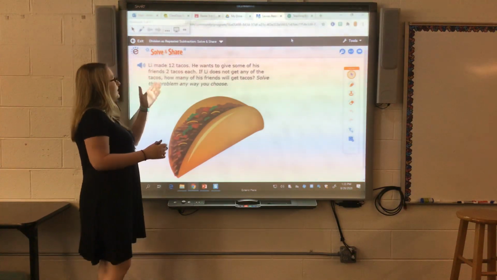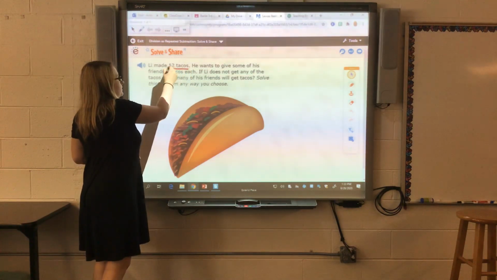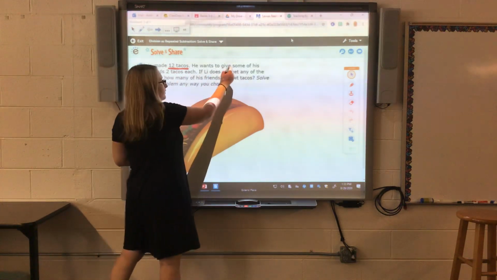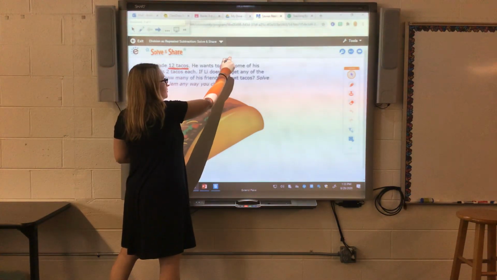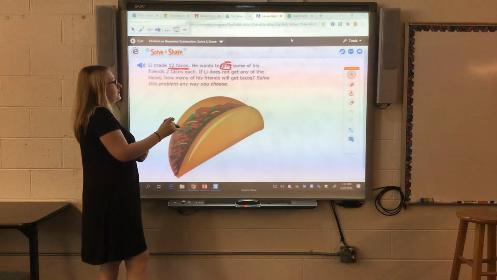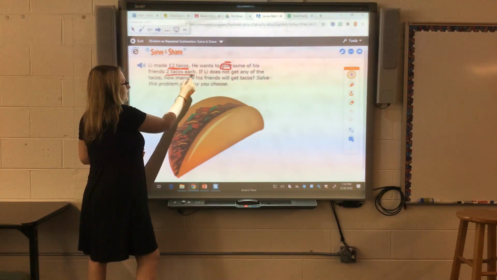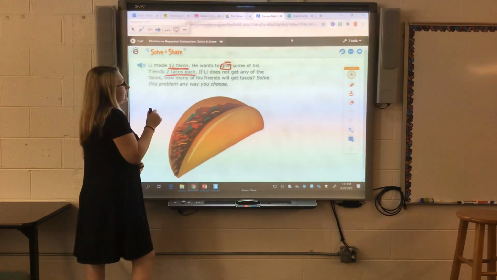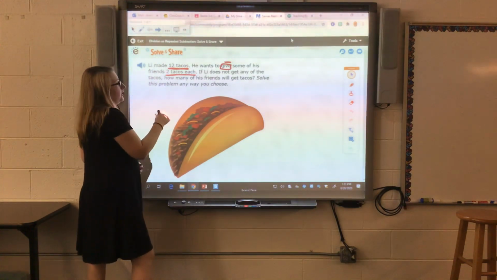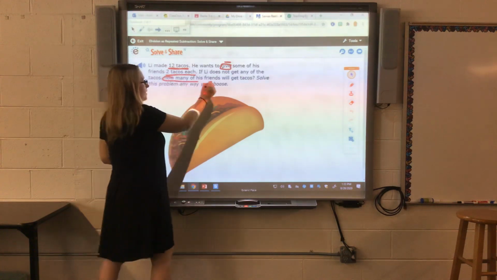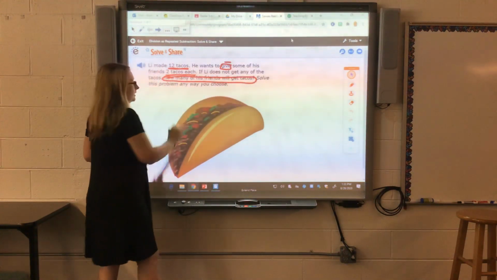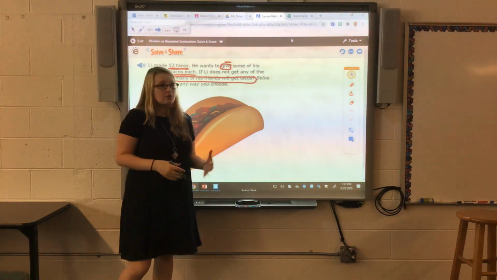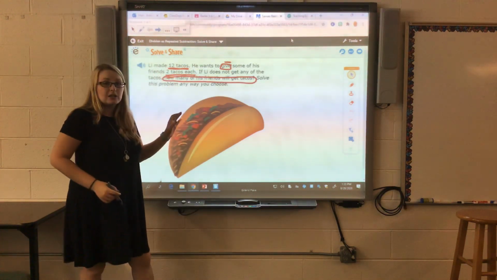So, Lee made 12 tacos. That's how many he has. He wants to give, remember, give means take away, some of his friends 2 tacos each. So each friend is going to get 2 tacos. Lee does not get any of the tacos, so how many of his friends will get tacos? What I'm going to do is draw a picture first. I'm going to draw the 12 tacos that Lee has.